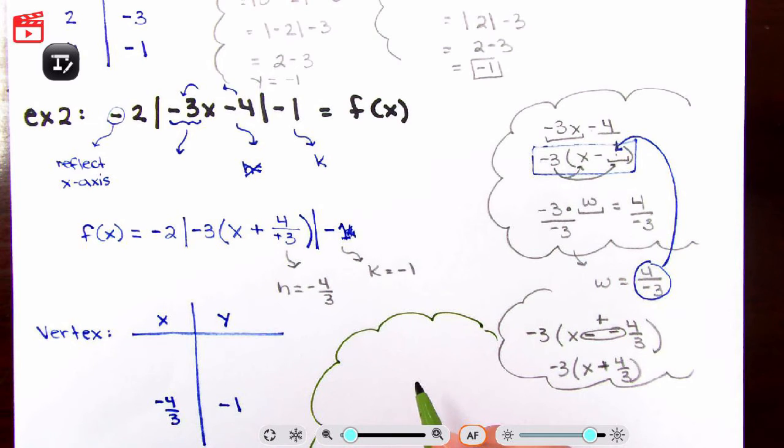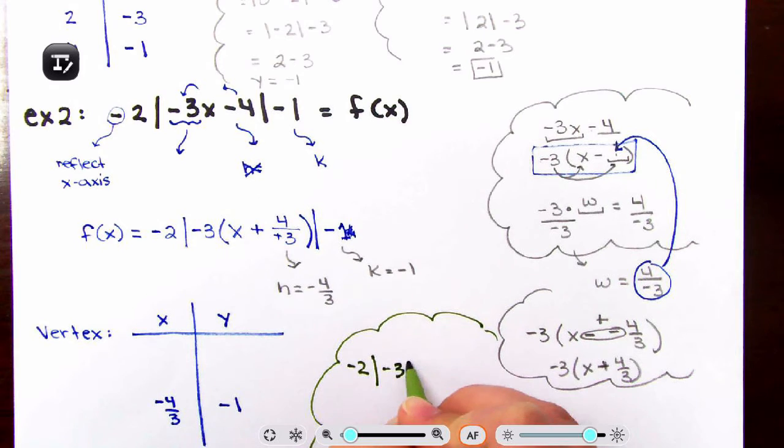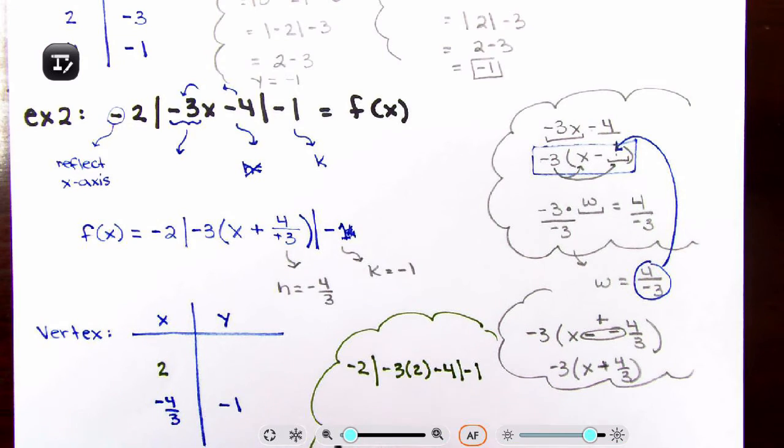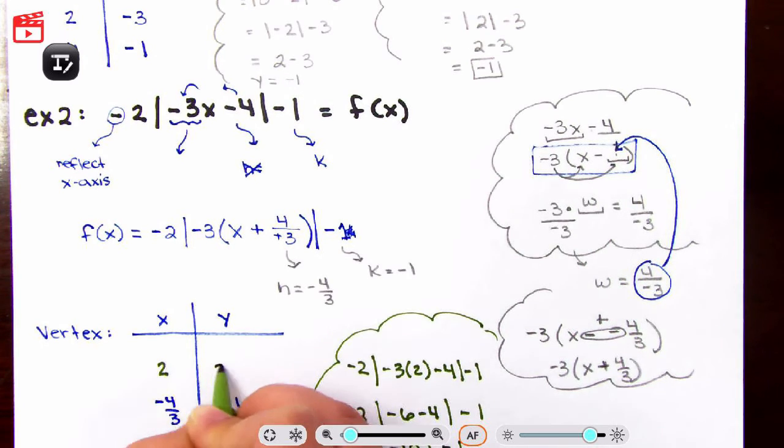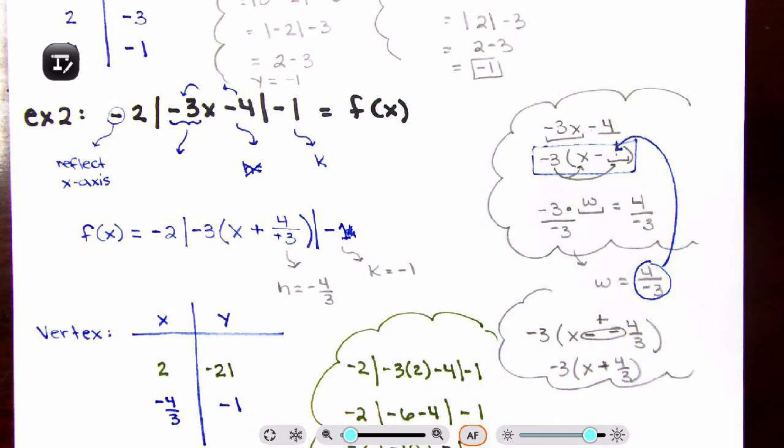I'm choosing pretty numbers. 2, we can do 2 if we want. It doesn't really matter. I'm going to multiply by 2. Hopefully that will give me a nice small number, nothing too large. So I have negative 2 times the absolute value of negative 3 times 2, which is negative 6, minus 4, absolute value minus 1. Negative 2 times, this is negative 10, minus 1. This is the absolute value of 10, so I have positive 10 now. This is negative 20 minus 1, which is a negative 21. So not too small. We may want to choose a different, smaller number.